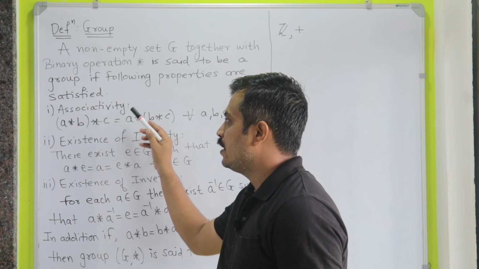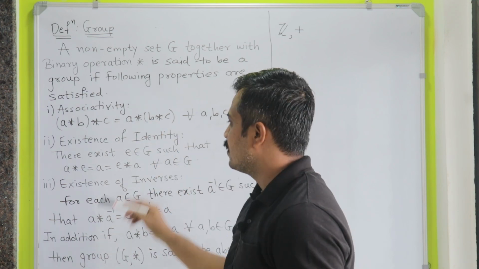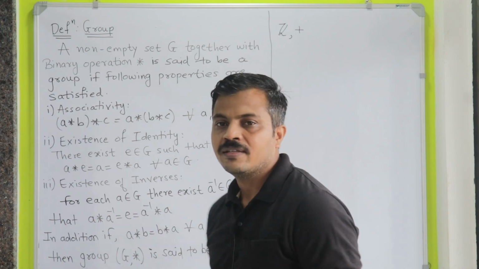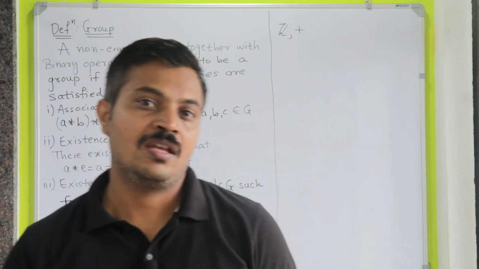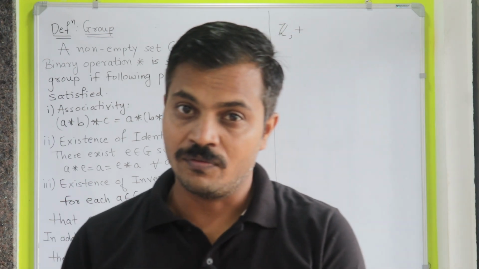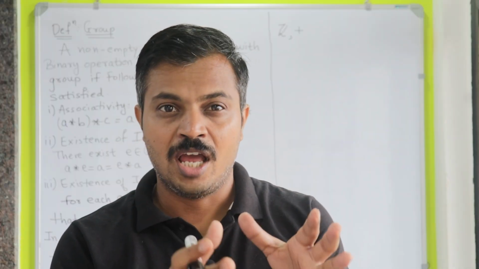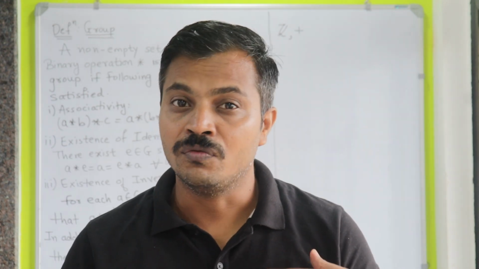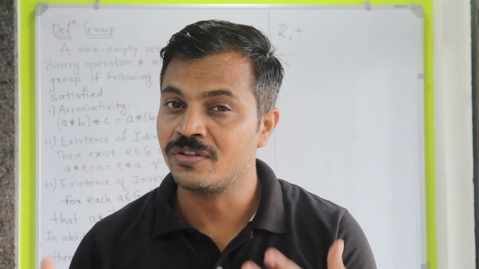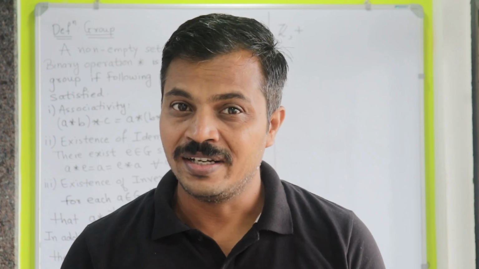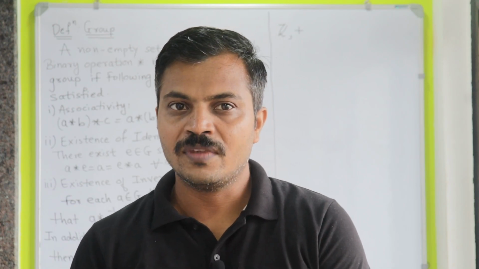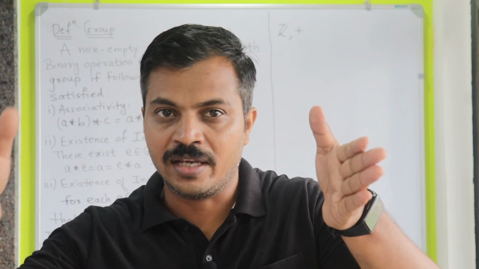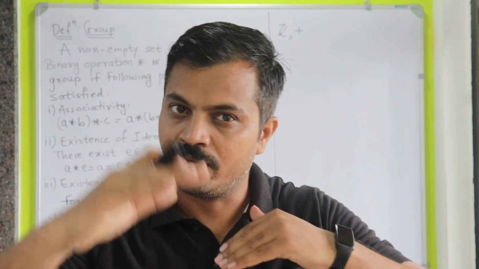So the first property is associativity, the second property is existence of identity, and the third property is existence of inverses. Now let us try to understand this with the help of examples. Remember, if we want to understand the definition, we should try to construct examples. So let us see a few examples. The requirements are that we should have a non-empty set together with a binary operation, and then we can verify the following properties.